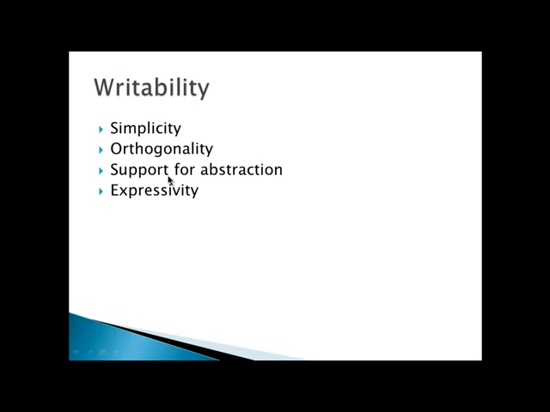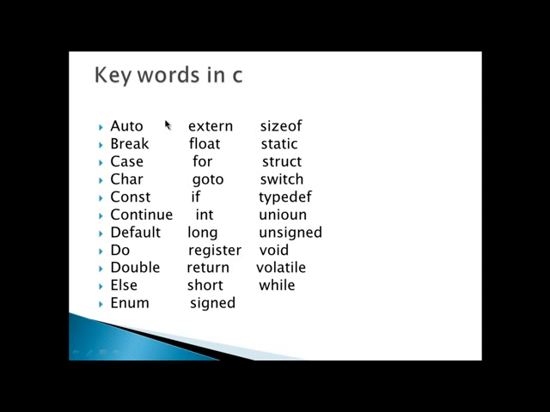Next, we look at orthogonality. Orthogonality means having a small number of basic components. If we take C language, there are 32 keywords. Using these keywords, the developer can do whatever they need to do. So it means the number of basic components is small. It means the orthogonality is high and it has increased the writability of the source code also.